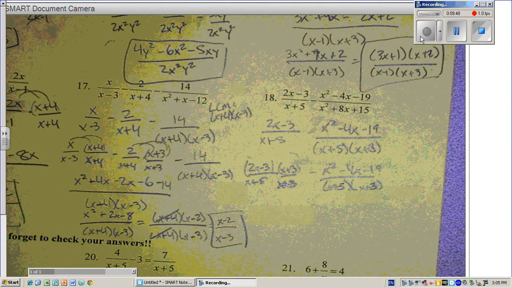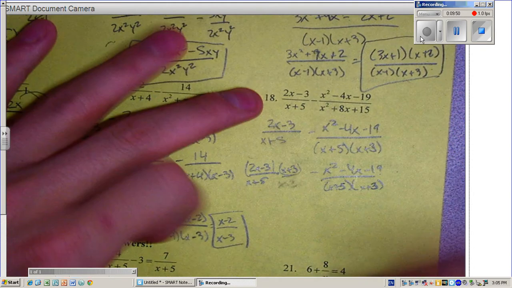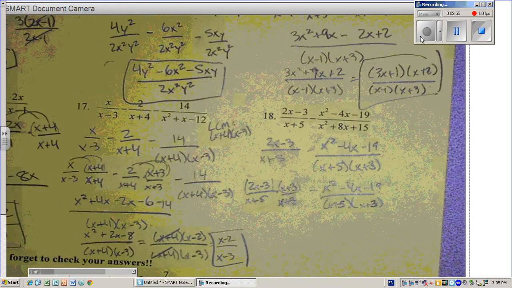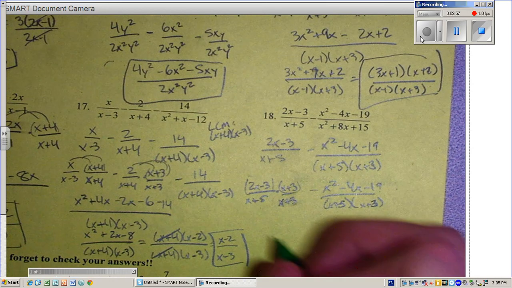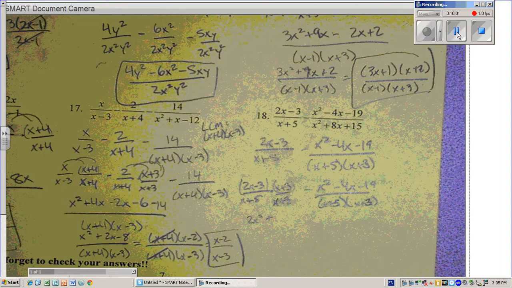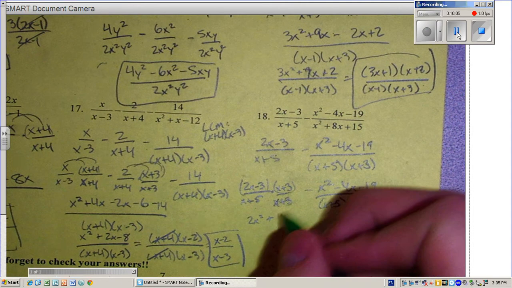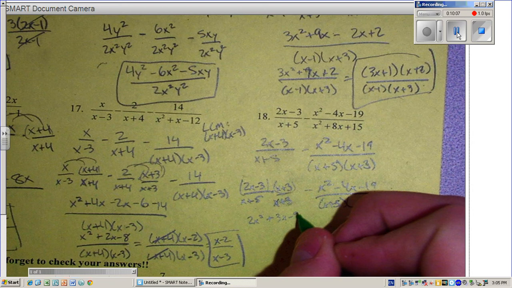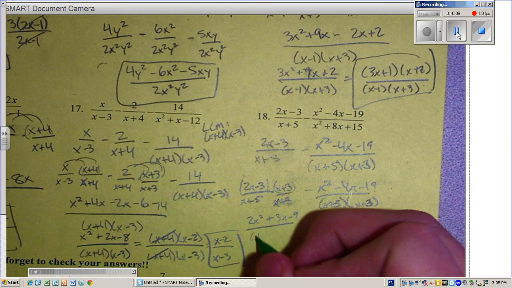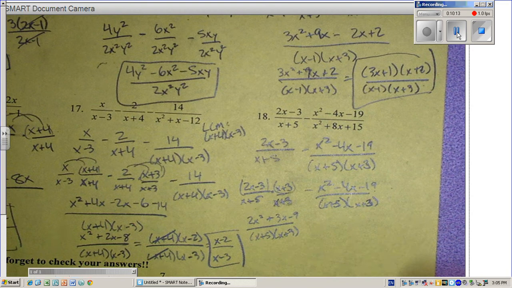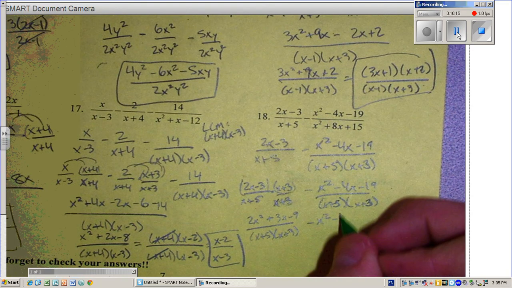Okay, let me make this a little more clear. x plus 3. Now if I distribute that, I'm going to get 2x squared plus 3x minus 9 over x plus 5 times the quantity x plus 3, minus that second term that we still haven't changed around.